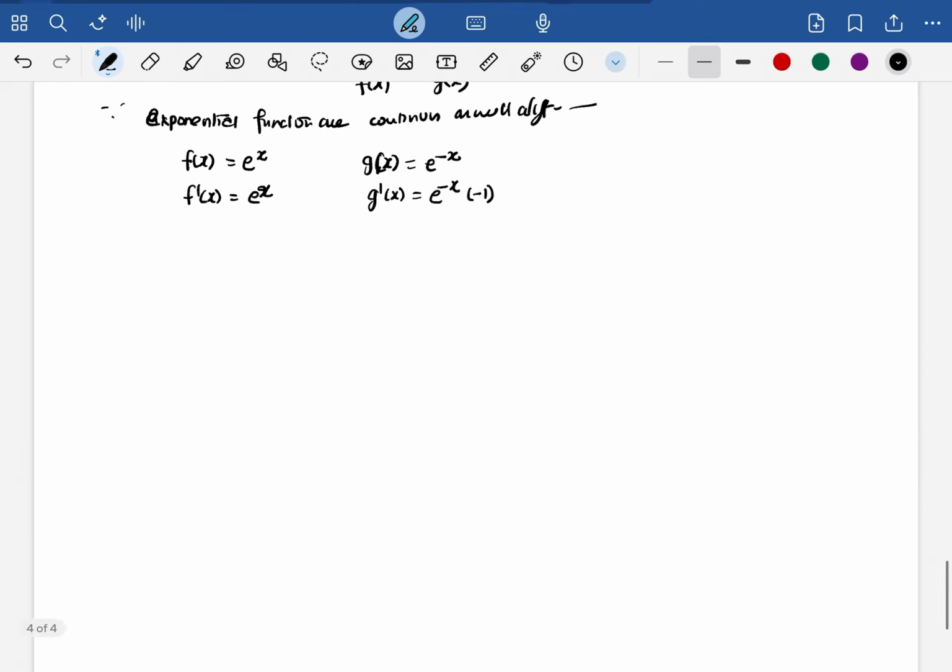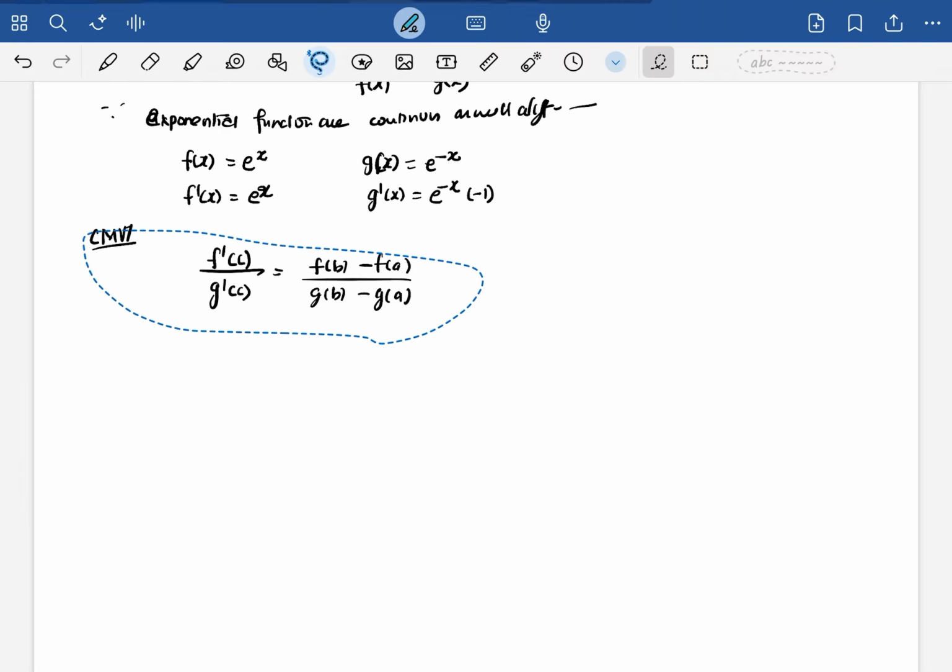Okay, because minus x, x is there at the exponent. Okay, so what does Cauchy's mean value theorem say? That f dash c divided by g dash c is equal to f of b minus f of a divided by g of b minus g of a.